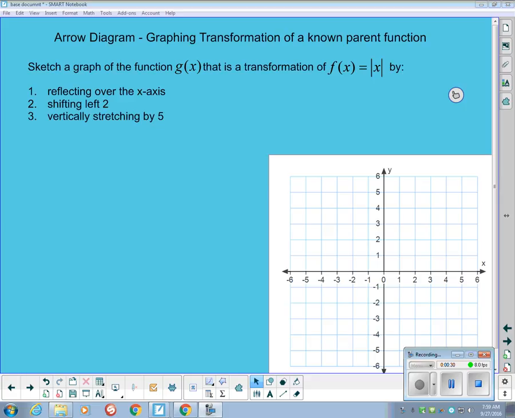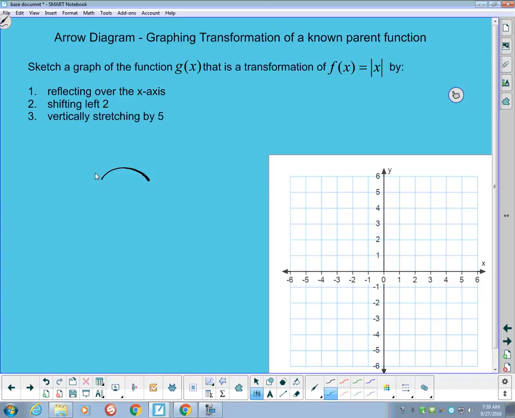We always start with our parent function. So the parent function is absolute value of x. So we'll put the absolute value parent function on there, remembering not to put anything in those absolute value bars, because it's making reference to performing that operation on whatever happens to be on this input side over here. So now we do our arrows.